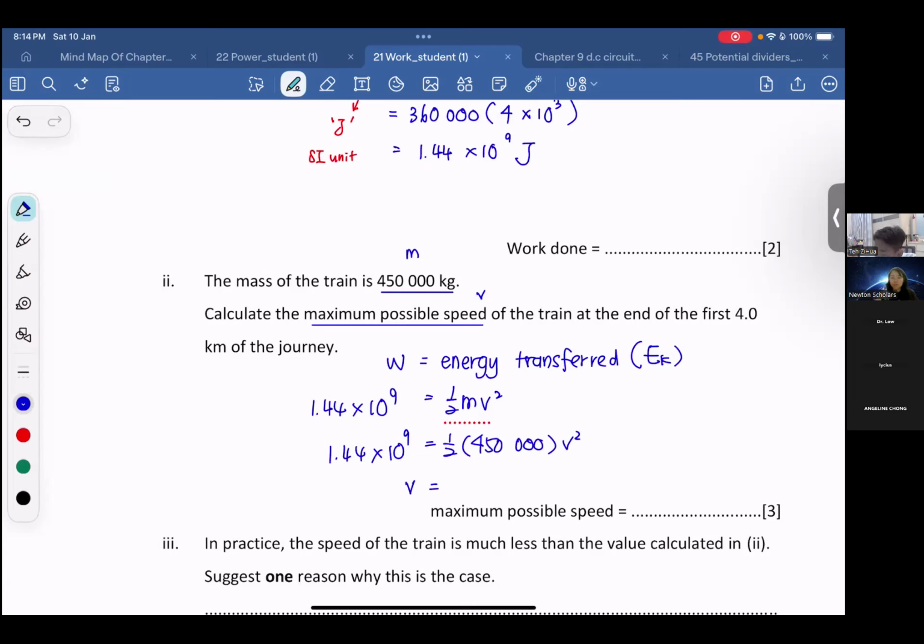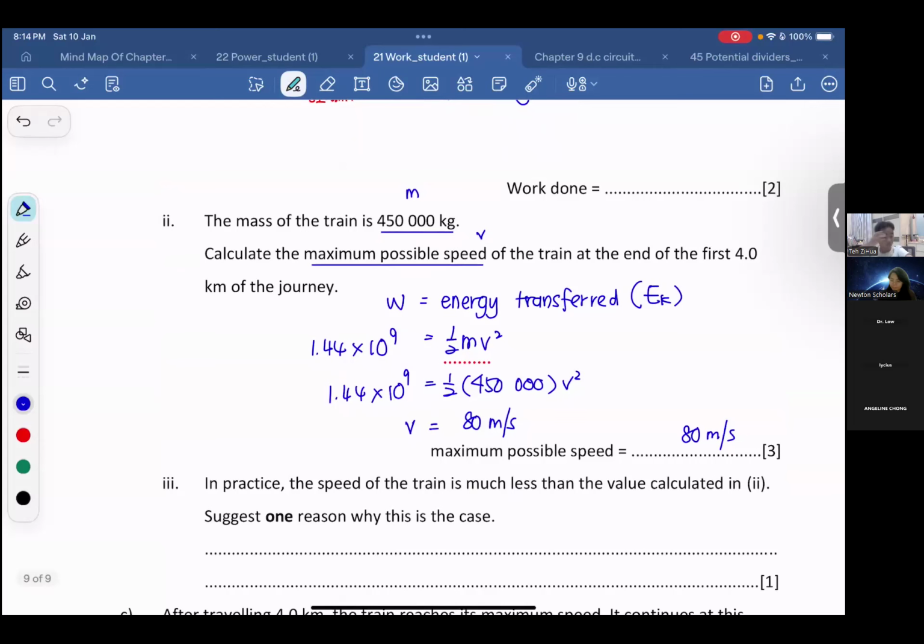Press your calculator and be careful. If you press your calculator correctly, you will get 80 meter per second. So for question B2, the answer is 80 meter per second. Licious and Crystal, okay? Zihua?